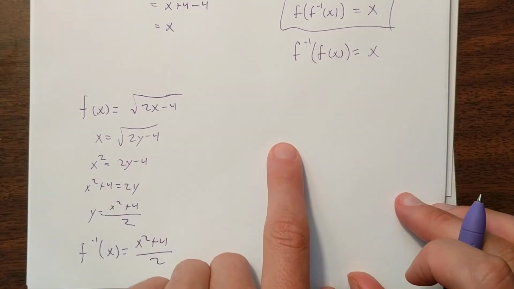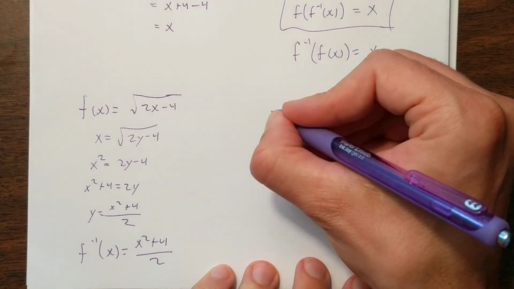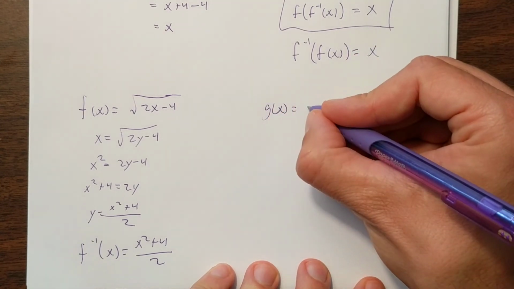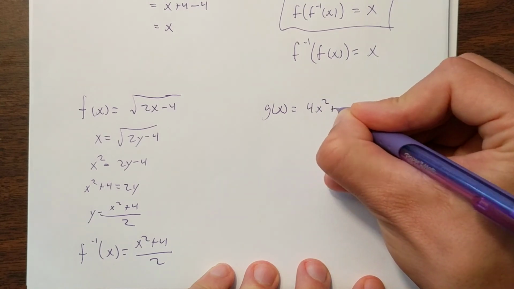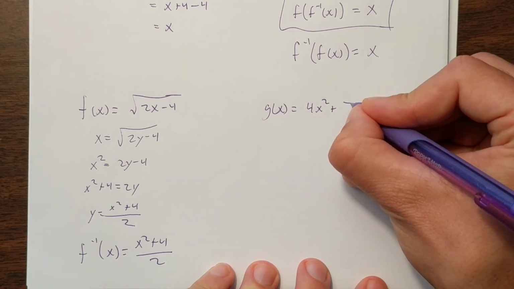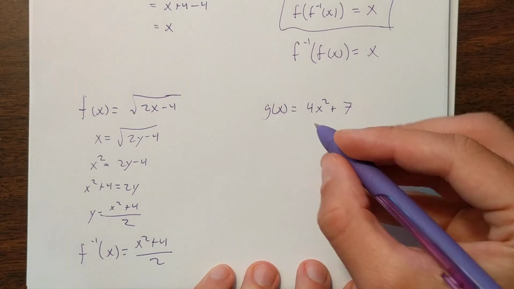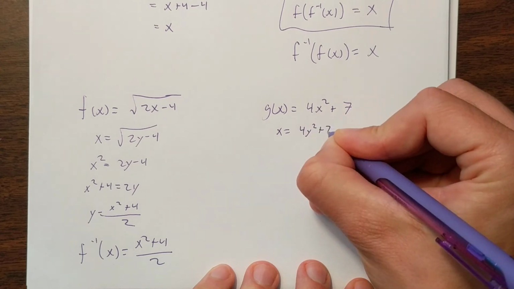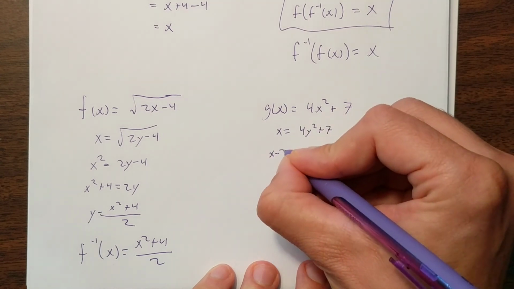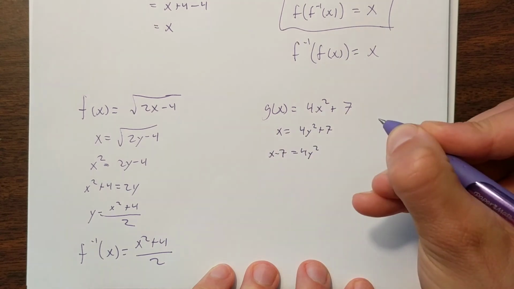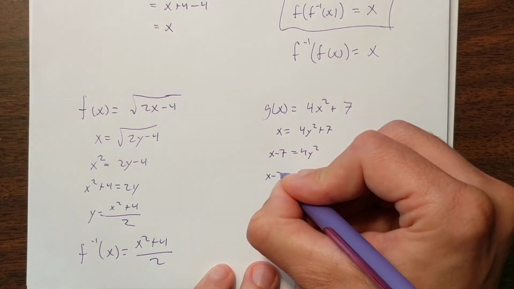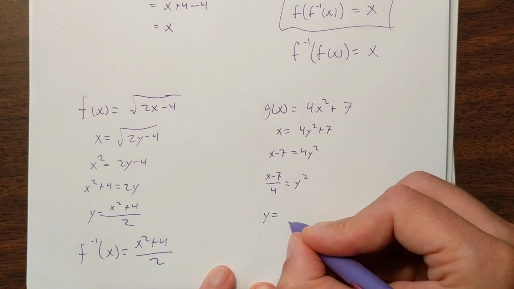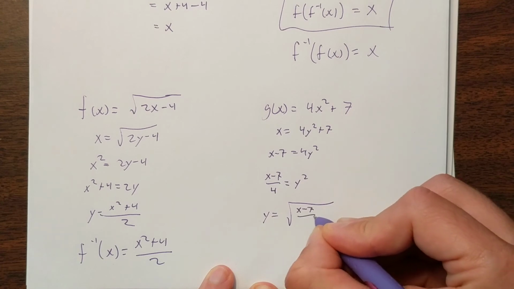One more, just to make sure we've got that down. Let's do g of x equaling 4x squared plus 7. Again, flip the x and the y, so I'm going to write x equals 4y squared plus 7, and then I'm going to solve for y, so x minus 7 equals 4y squared. I then have to get rid of the 4, so x minus 7 divided by 4 equals y squared, and then y actually equals the square root of x minus 7 over 4.